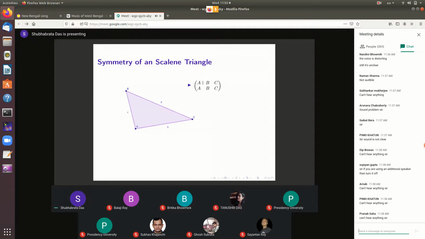Even though this object has the same underlying set, and that underlying set can have at most 6 symmetries, none of the non-identity symmetries of the underlying set is a symmetry of this object because of the restriction of side lengths.